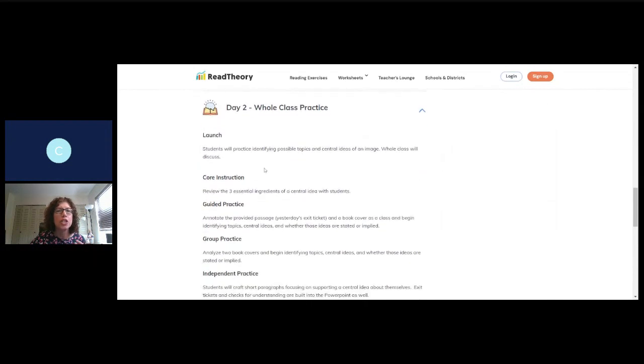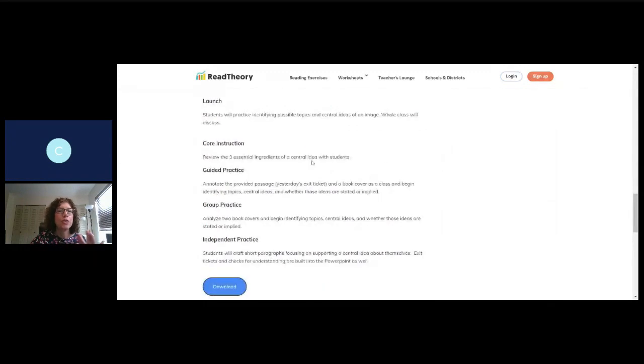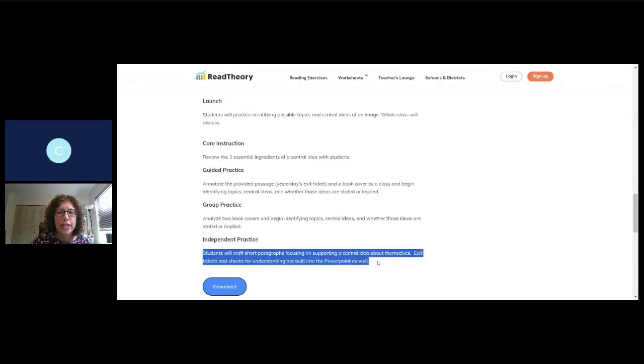And then day two, same thing. We've got our launch. We are practicing identifying possible topics and central ideas of an image. Then there is the core instruction component, in this case whole group guided practice. And then there's a group assignment that you can give. And then the independent practice, where they are writing. Students will craft short paragraphs focusing on supporting a central idea about themselves. Exit tickets and checks for understanding are built into the PowerPoint as well.